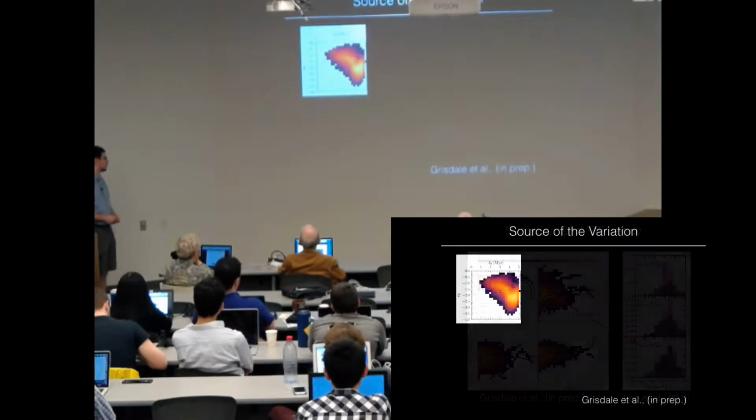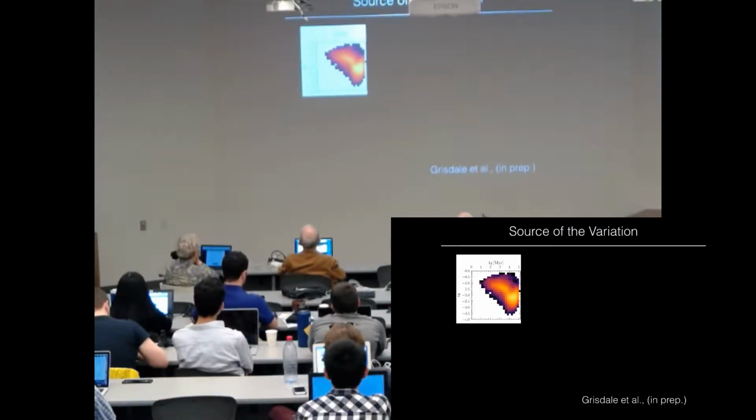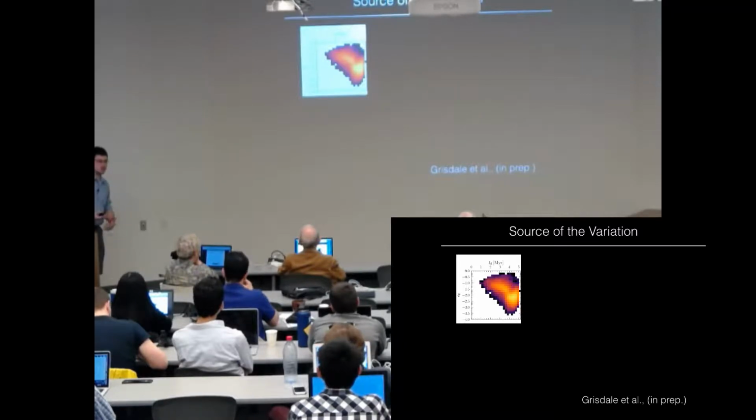So if we start, say, with the free-fall time, the efficiency as a function of free-fall time, you would kind of expect there to be a relationship there as we use the free-fall time in our definition. But what about other properties?